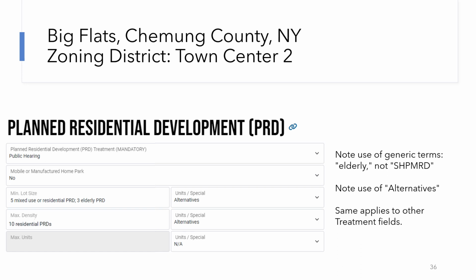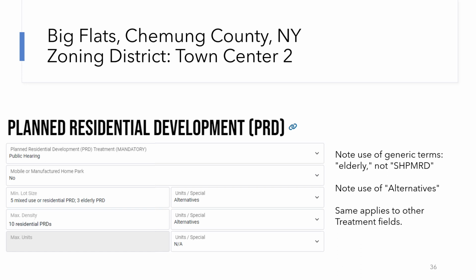In the Planned Residential Development section, we entered public hearing into the treatment field. This was easy because they all had the same process for approval. If they had been different, we would have selected the one that was likely to be the most common, which usually will be the one that is easiest to get through.